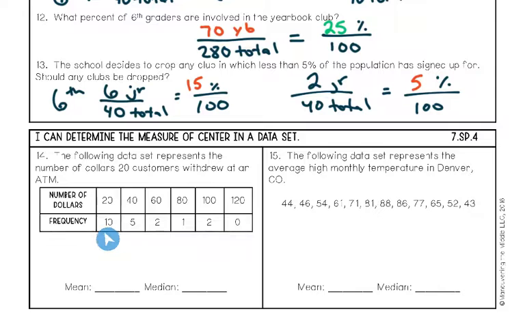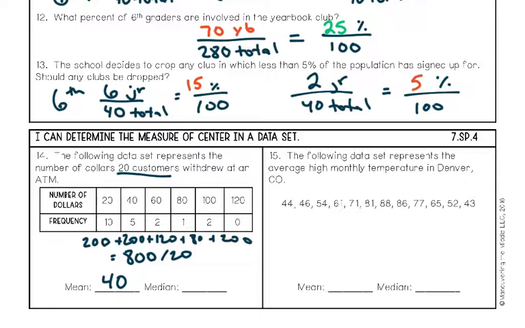Since there's 10 of the 20s, we're going to do 20 times 10 just to make our life easier. And then we're going to do 40 times 5, because that's, again, 40 plus 40 plus 40 and so on. So another 200 plus 120 plus 80 plus 200. Now we're going to take those numbers and add them up to find their sum, which is 800. So the number of dollars withdrawn is 800 total, and we're going to divide that by the number of data points. Since there were 20 customers, we're going to divide by 20. 800 divided by 20 is 40, which means the mean number of dollars withdrawn from this ATM is $40.